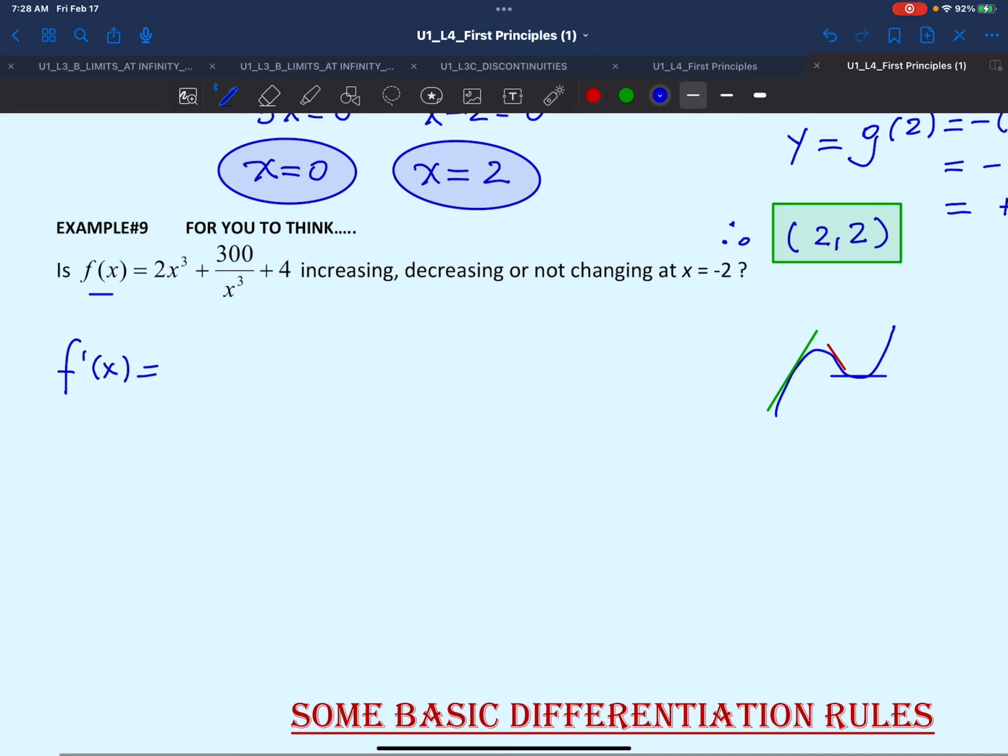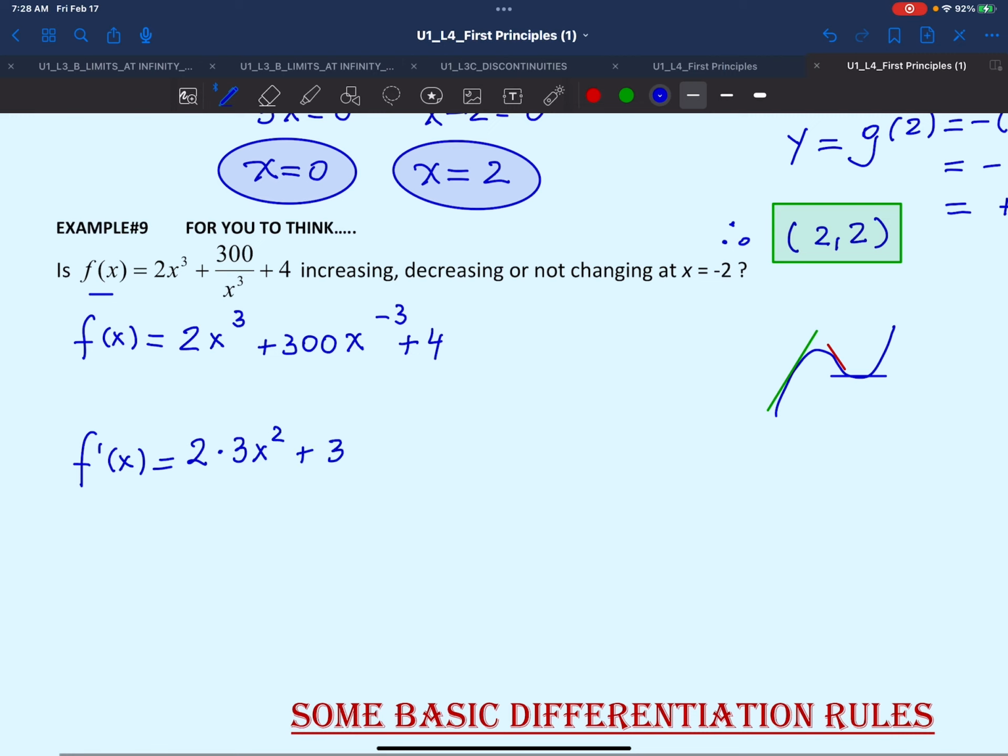Now, since this function has x in the denominator, and we only know the power rule so far, what we're going to do is first rewrite the function f of x with all the terms in power form. So we have 300, x will come to the numerator, the power negative 3, plus 4. So the derivative will be 2 times 3x squared plus 300 times negative 3x to the power negative 4. And we know the derivative of 4 is 0, so we don't need to write that. So f prime x equals 6x squared minus 900 divided by x to the power of 4.